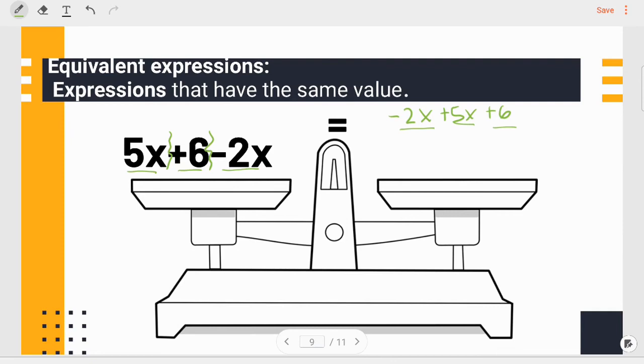But how else could I write that expression? Okay, well remember that we could combine like terms. These two terms have an x on them. So if I were to combine them, -2 and +5 give me a grand total of 3 x's plus 6. So this would also be an example of an equivalent expression.